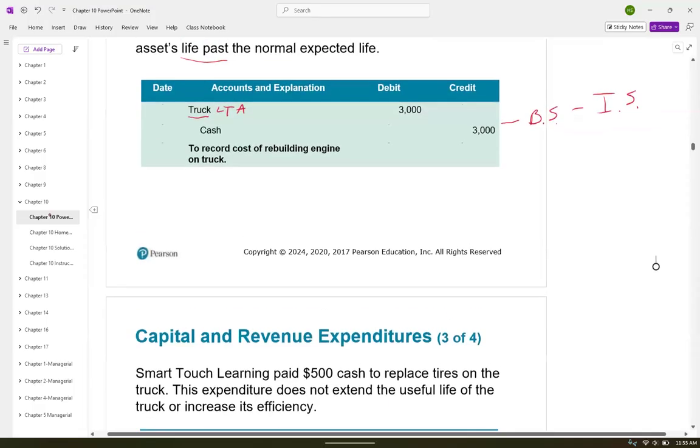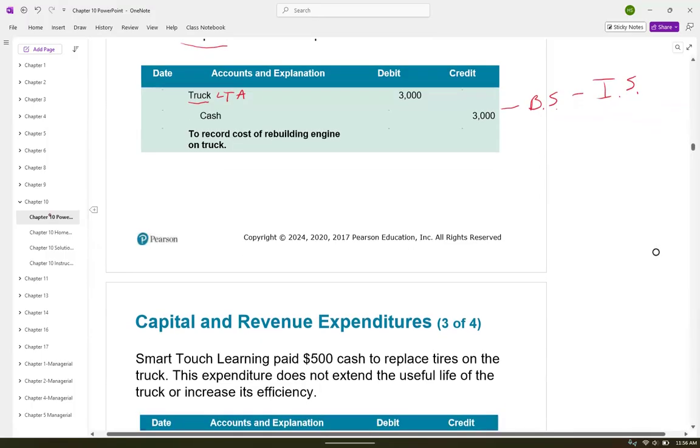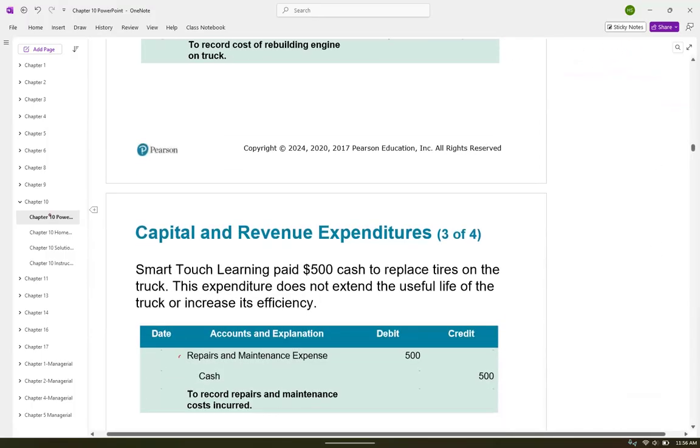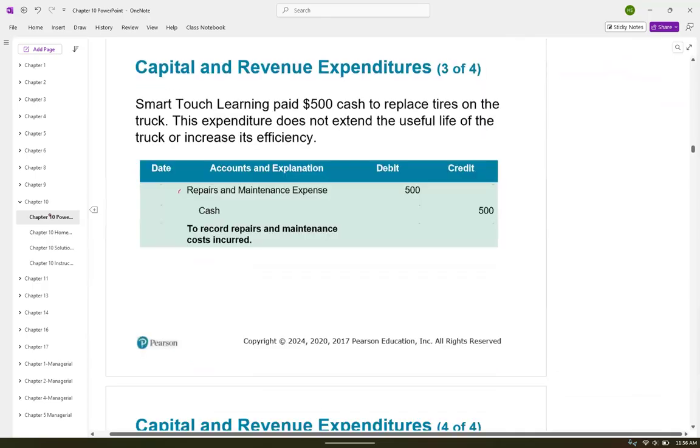Okay, so then they give us another example. Smart Touch Learning paid $5,000 cash to replace tires on the truck. This expenditure does not extend the useful life of the truck or increase its efficiency. That is a revenue expenditure. So it will go to repairs and maintenance expense and credit cash. It goes straight to the income statement.